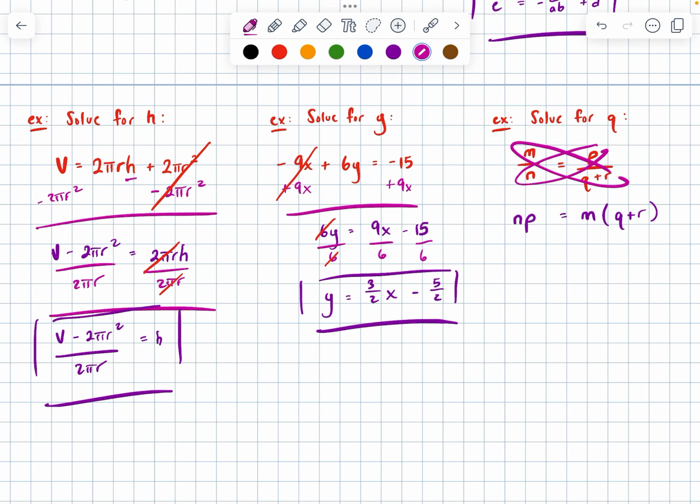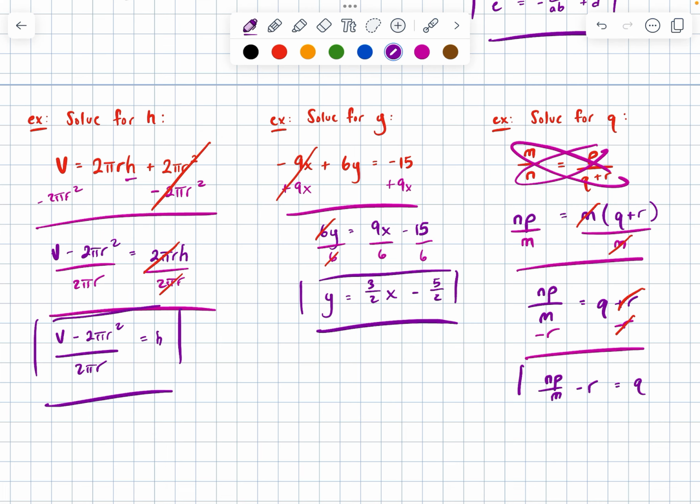Cool. So I'm trying to get q by itself. Let's divide both sides by m. Again, you're welcome to distribute, but you need to divide by the m anyway. You might as well do it now. np over m equals q plus r. Last thing I need to do to get the q by itself, let's subtract r from both sides. Minus r, plus r. This becomes np over m minus r equals q. Beautiful! Congratulations. You've done it.